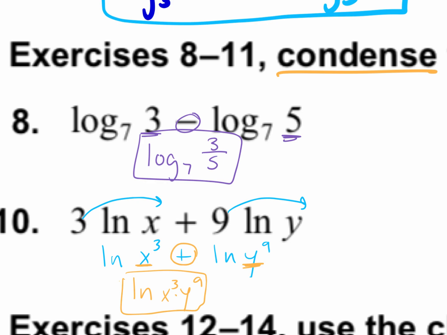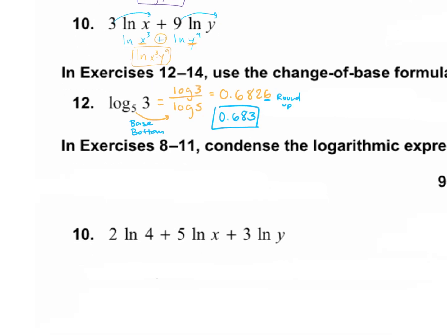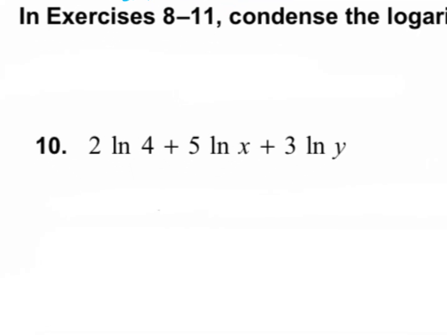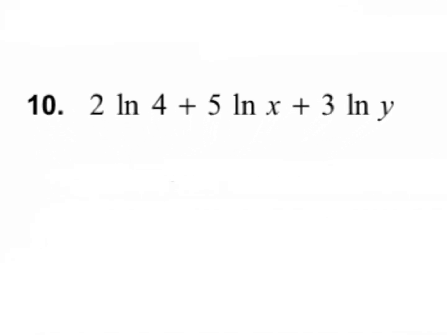Any questions here? All right, I'm going to jump down to 10 on the bottom because it continues with condensing. How could I condense here? What should I do first?